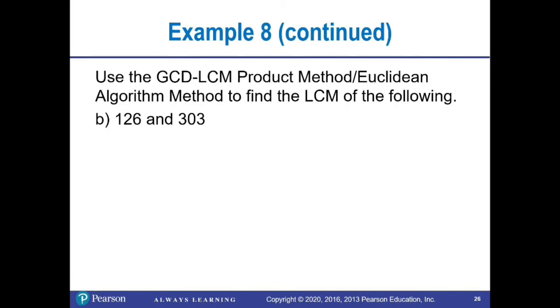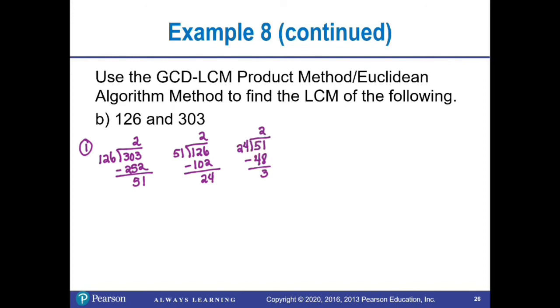Let's look at another example. Again, we want to use the GCD-LCM product method, Euclidean algorithm, to find our least common multiple. So I begin by dividing the smaller number into the larger number. 126 goes into 303 two times with 51 left over. 51 goes into 126 twice with 24 left over. 24 goes into 51 twice with 3 left over. 3 goes into 24 8 times with a remainder of 0. When I have the remainder of 0, that tells me that my divisor, 3 in this case, is my GCD.